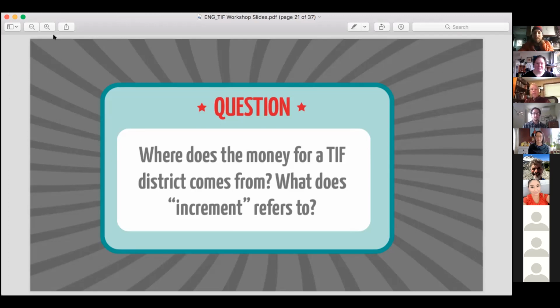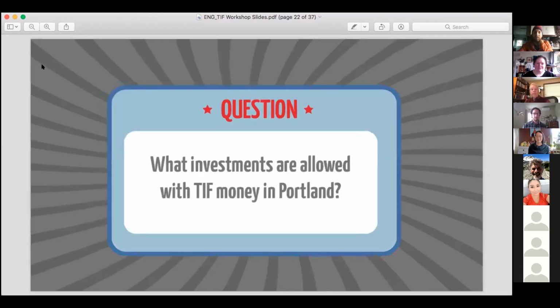Cool. Next question. What investments are allowed with TIF money in Portland? In other words, what kind of investments? Bricks and sticks, public infrastructure, transit, street improvements and sidewalks.